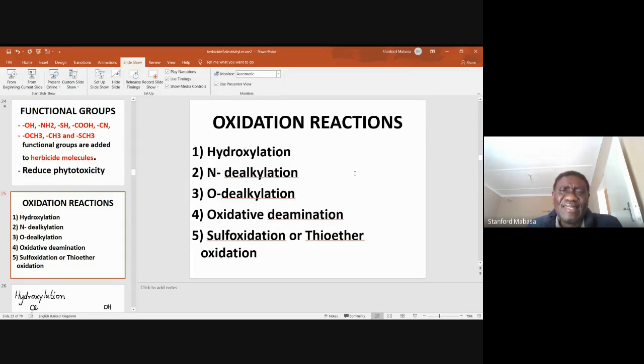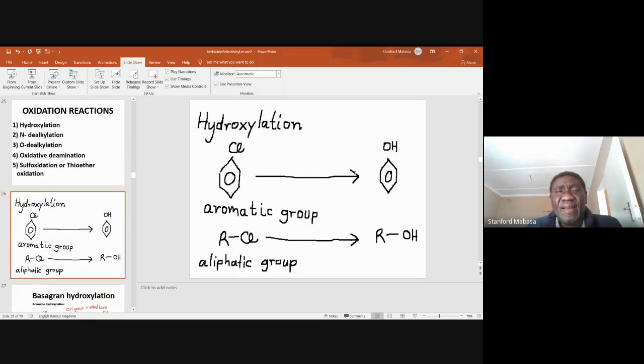And these processes are the ones which can produce functional groups or add functional groups to the herbicides so that they lose phytotoxicity. So what we are going to do is to unpack oxidation. We will start with the hydroxylation. Now, hydroxylation means adding the OH group to the herbicide molecule.